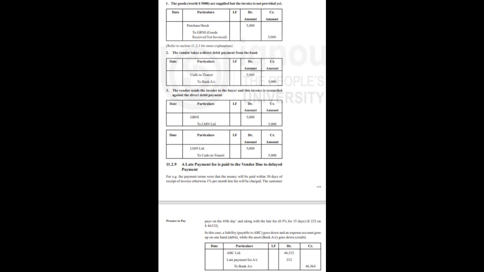In this case, since the invoice has not been processed for payment and liability not created for the payment, the cancellation of the invoice will not result in any accounting transaction. Hence, no accounting record is involved.